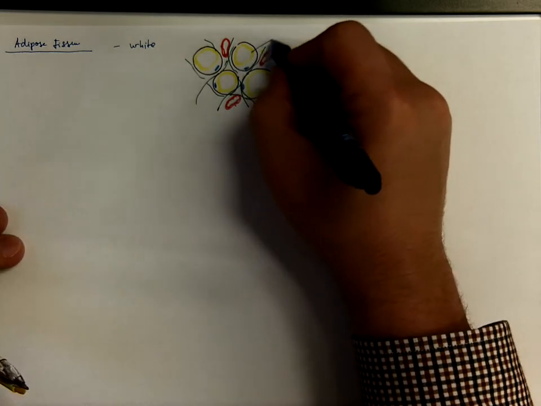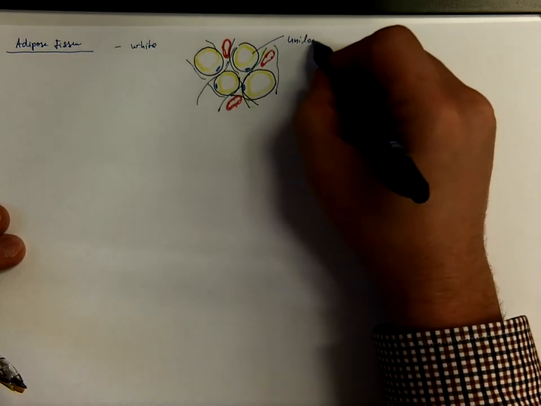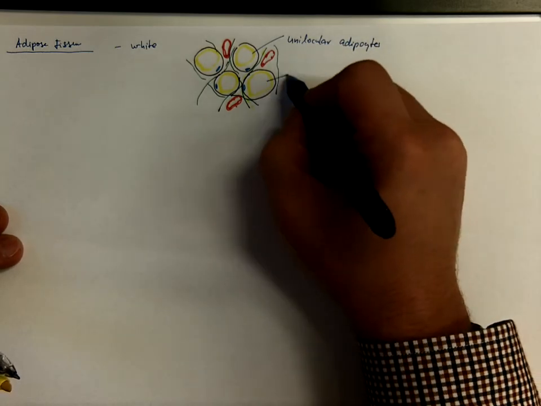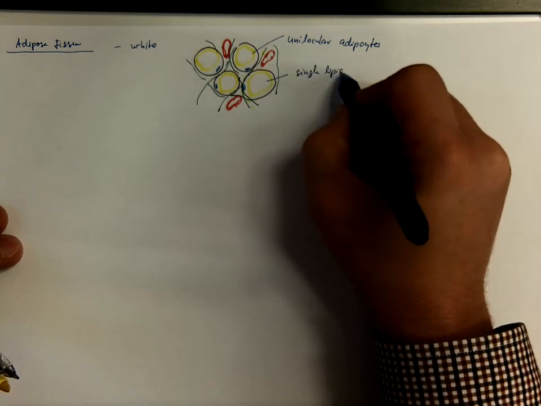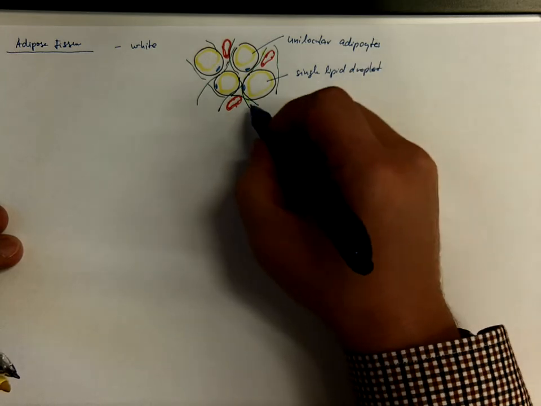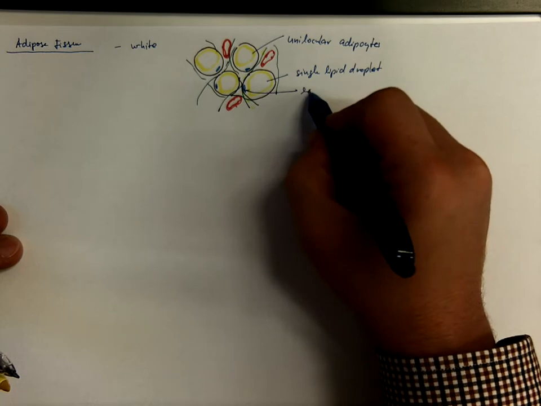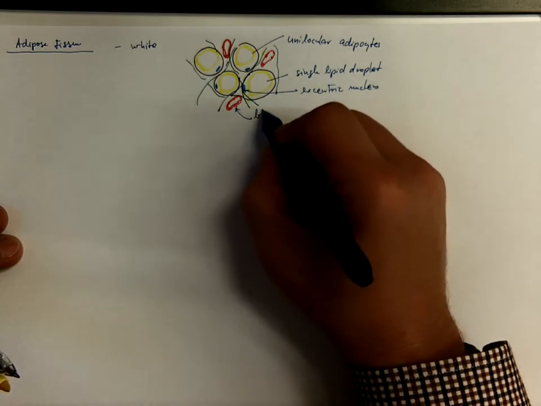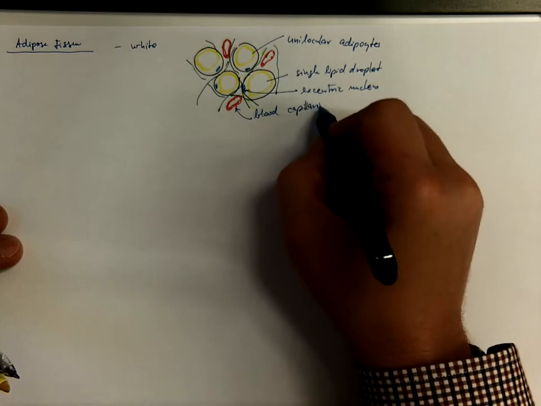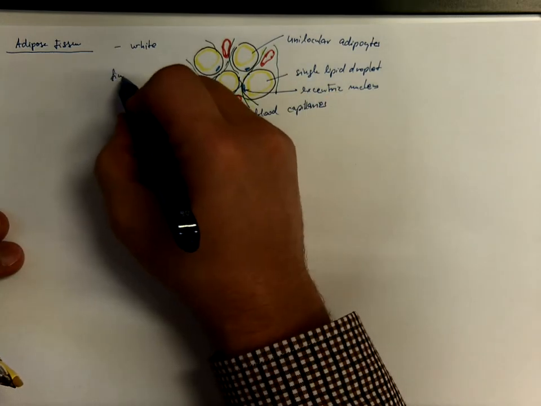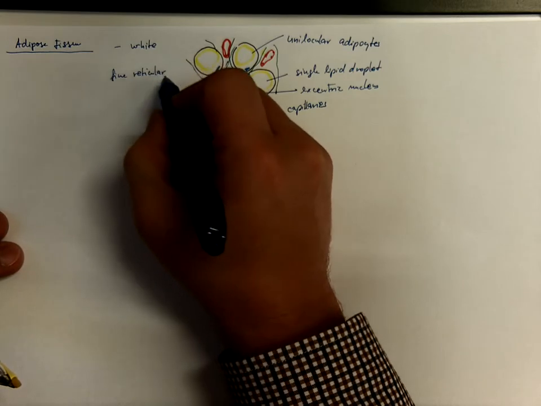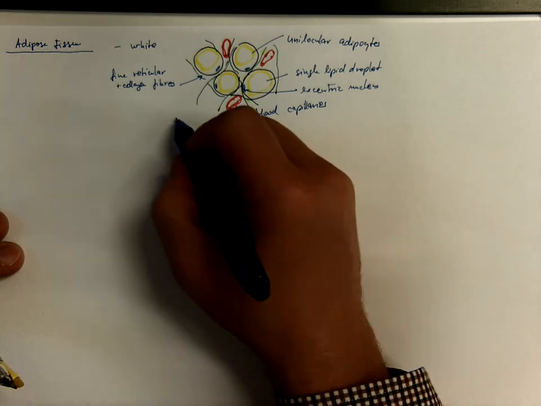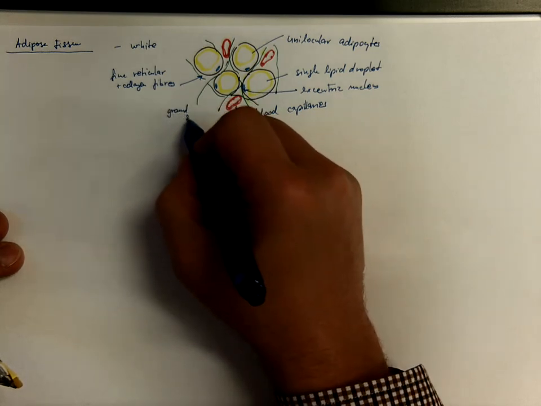So we got these unilocular fat cells with that single lipid droplet, the nucleus is eccentric, there are blood capillaries, fine reticular and collagen fibers, and only small amounts of ground substance.